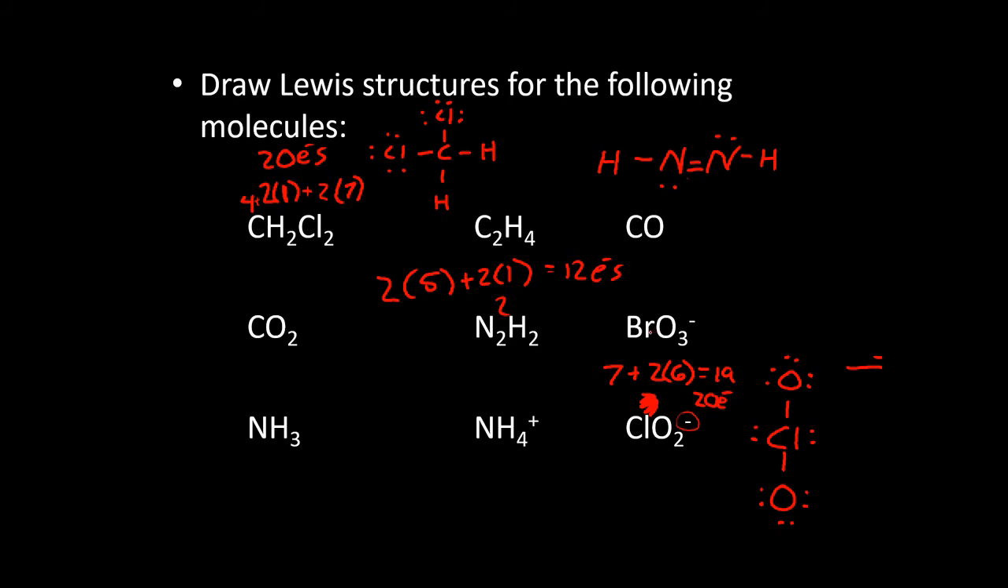The only thing that I need to make clear to you beforehand is that the bromine is going to be central in this one. All the rest of them should follow the rules that we've discussed so far, but the bromine will be central for this bromate ion. So go ahead and pause the video now and try to work those out yourself, and then we will discuss it.